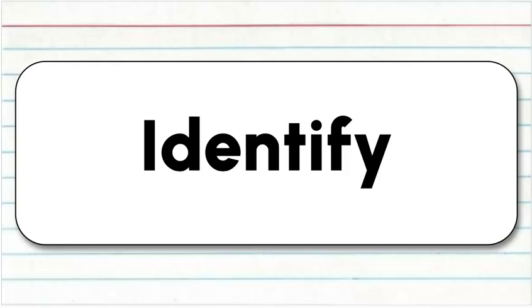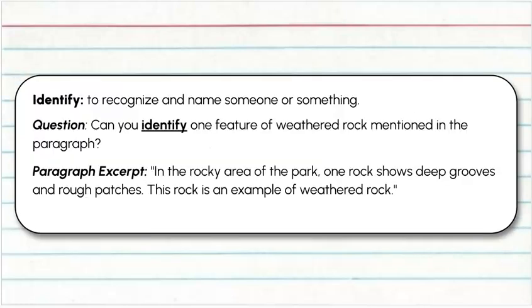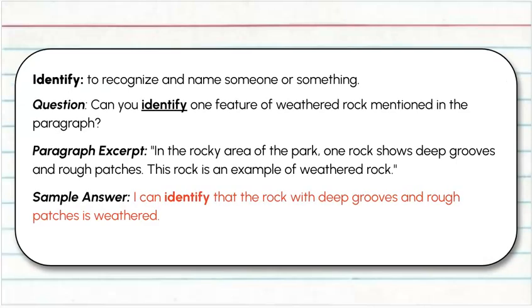Next, we're being asked to identify. When asked to identify, they want you to recognize and name someone or something. You may be asked, can you identify one feature of weathered rock mentioned in the paragraph? Again, in the passage it said, in the rocky area of the park, one rock shows deep grooves and rough patches. This rock is an example of weathered rock. Does that tell us a feature of weathered rock? Can we identify it? Of course we can. We might say, I can identify that the rock with deep grooves and rough patches is weathered.